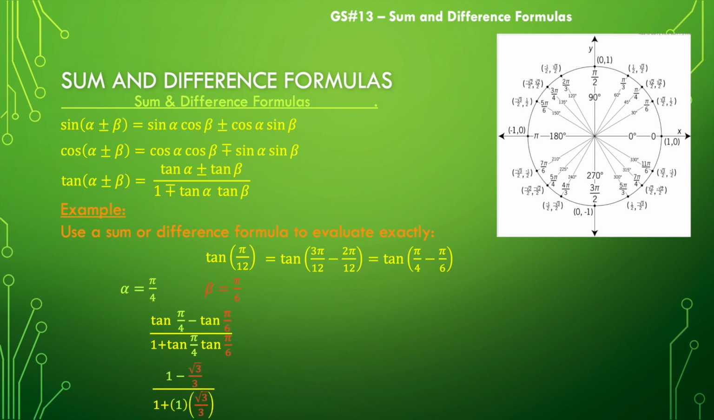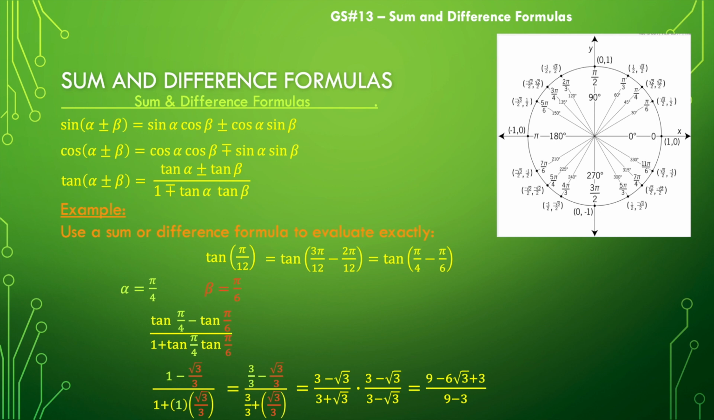So I've got 1 minus the square root of 3 over 3, and then on the bottom, I've got 1 plus the square root of 3 over 3. Get some common denominators so I can add them together. Now get rid of the denominators by multiplying both the numerator and the denominator by 3, and then rationalize our denominator by multiplying by 3 minus rad 3 on both top and bottom.